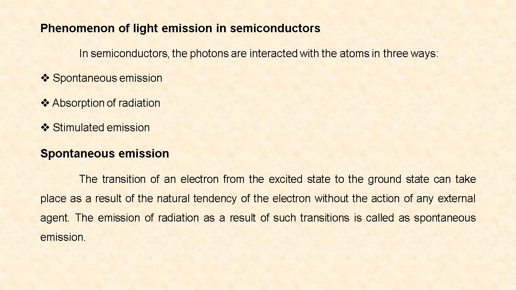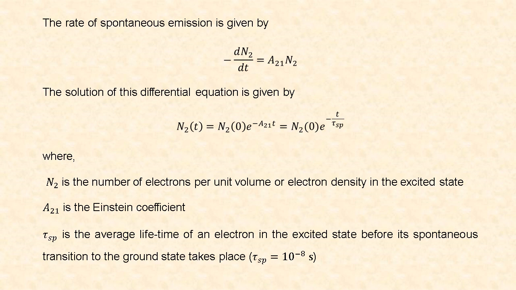The transition of an electron from a higher energy level, that is the excited state, to a lower energy level, that is the ground state, can take place as a result of the natural tendency of the electron, without any external agent or external stimuli. This emission of radiation as a result of such transition is called spontaneous emission. The rate of spontaneous emission is given by -dN2/dt, which is equal to A21 × N2.